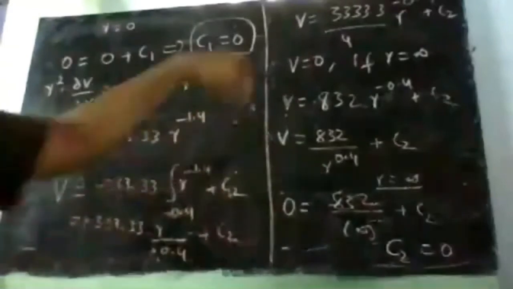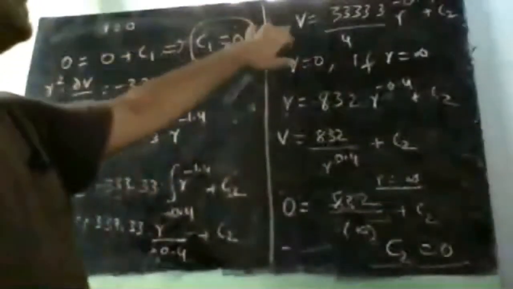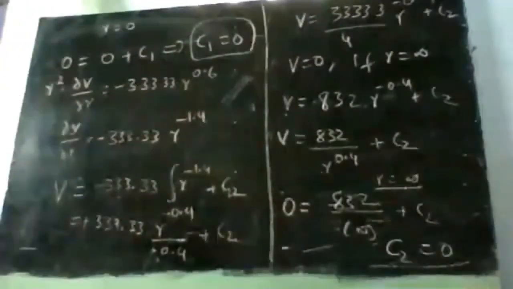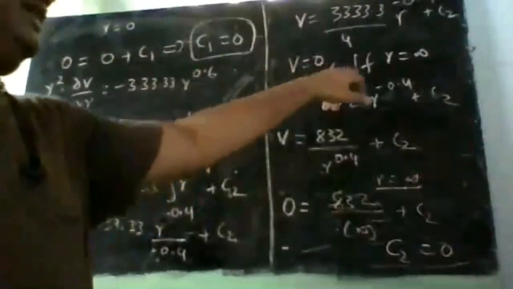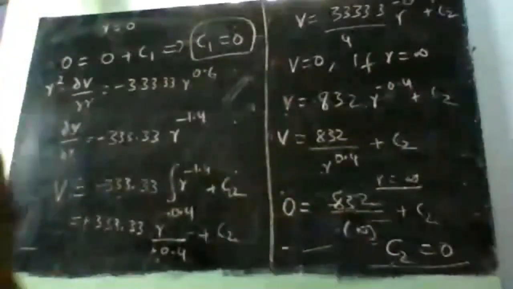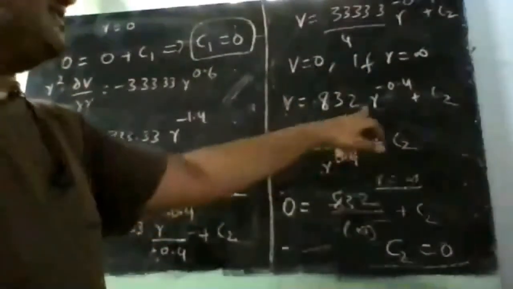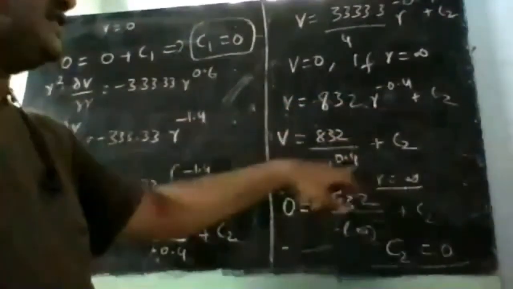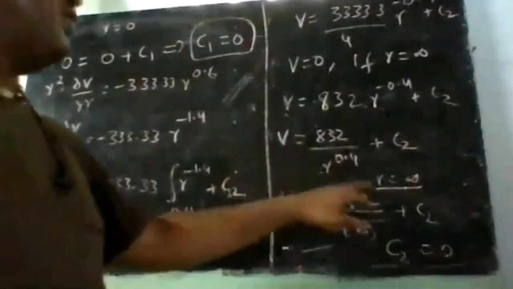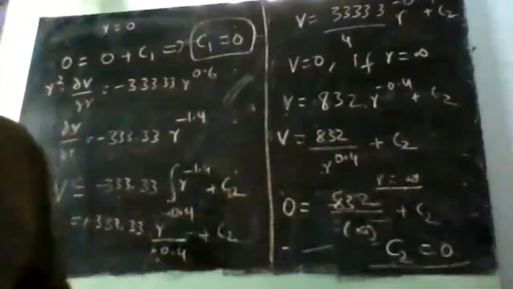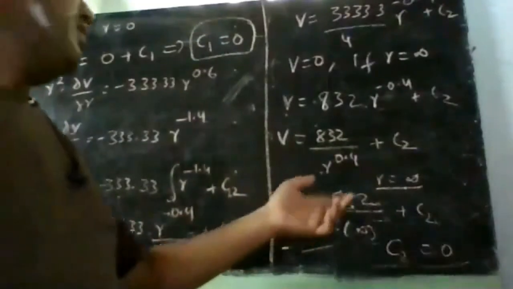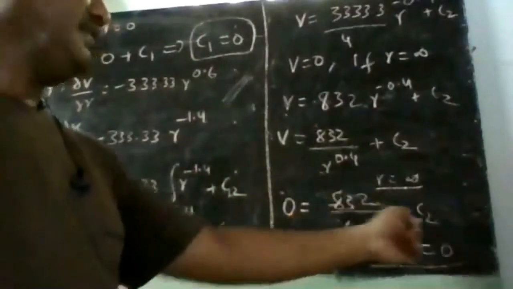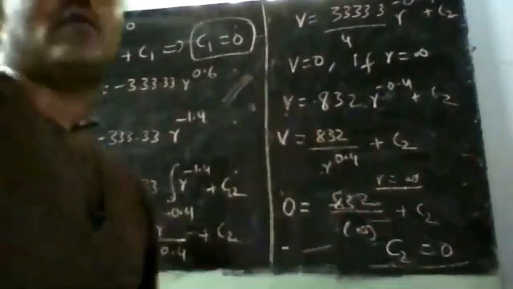See again what I am doing. I got the general expression like this for V. The second boundary condition given for us is V is equal to 0 if R is equal to infinity. So V is equal to 1 by R power x plus C2. Now R equal to infinity means infinity power 0.4, which is again infinity, so 1 by infinity is 0. So this entire term becomes 0, so 0 plus C2 is equal to 0. That means C2 is equal to 0.